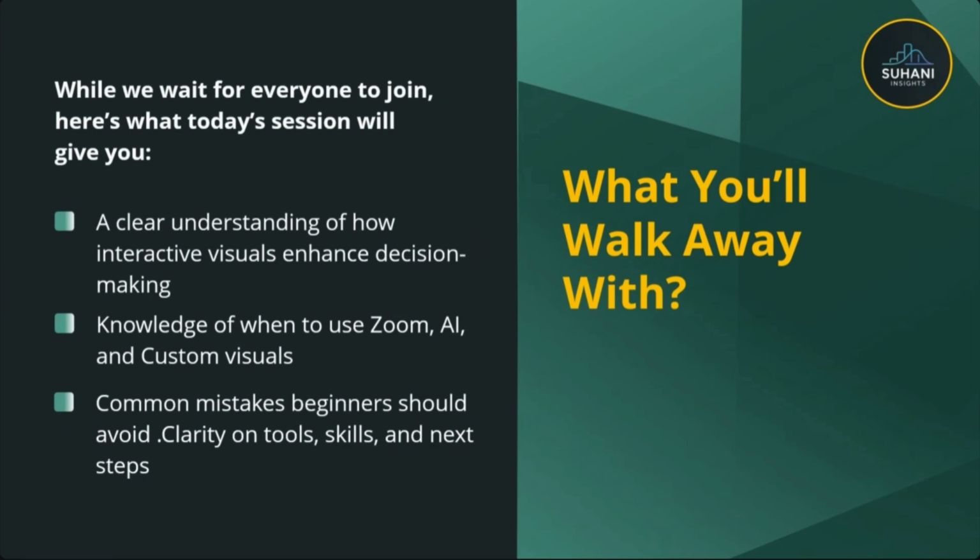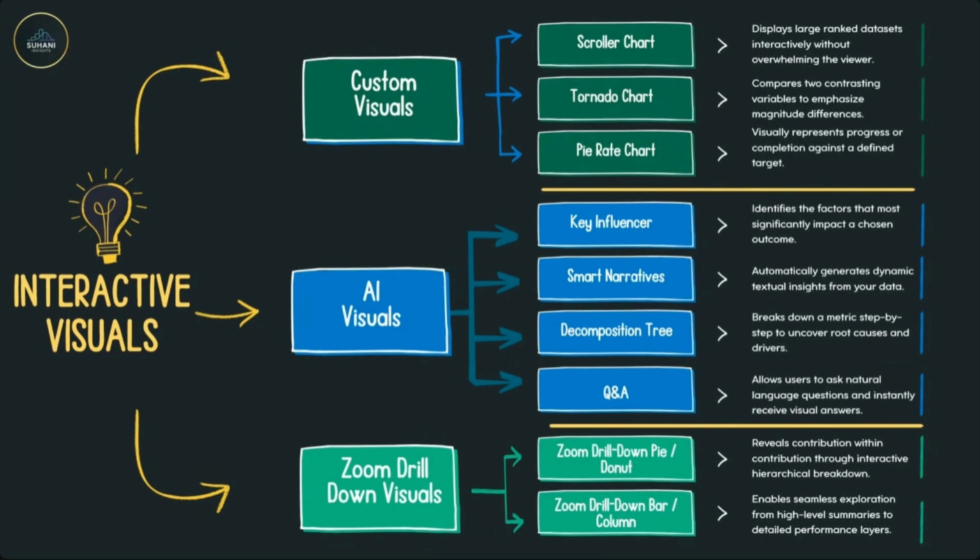So let's start, which is the main slide of today's topic, which is the interactive visuals. I have tried to distribute the visuals in three main categories. The first is custom visuals, which has the scroller chart, the tornado chart, and the pie rate chart. The next is AI visuals. There are four AI visuals. First is key influencer, second is smart narratives, the third one is the decomposition tree, and the last but not least is the question and answer tool. The next topic is Zoom drill down visuals, where we will understand the Zoom drill down pie or donut chart, and the next is the Zoom drill down bar or column chart. So let's understand each one of them separately with the next slide.